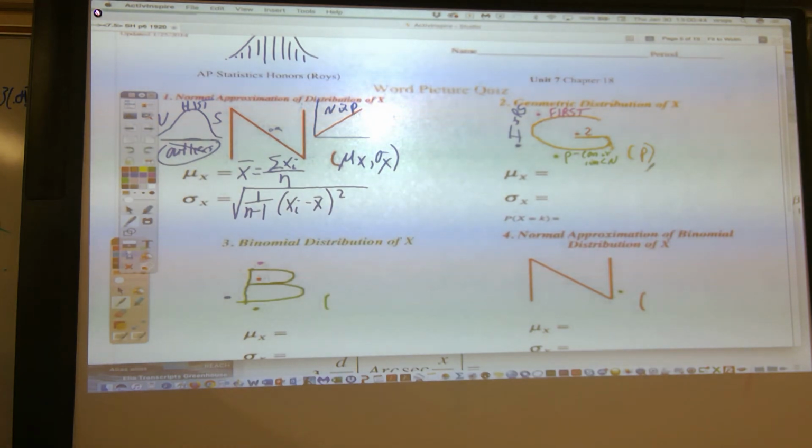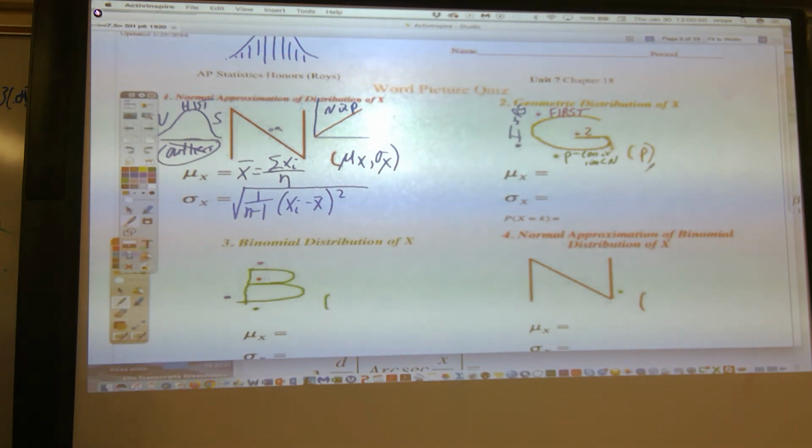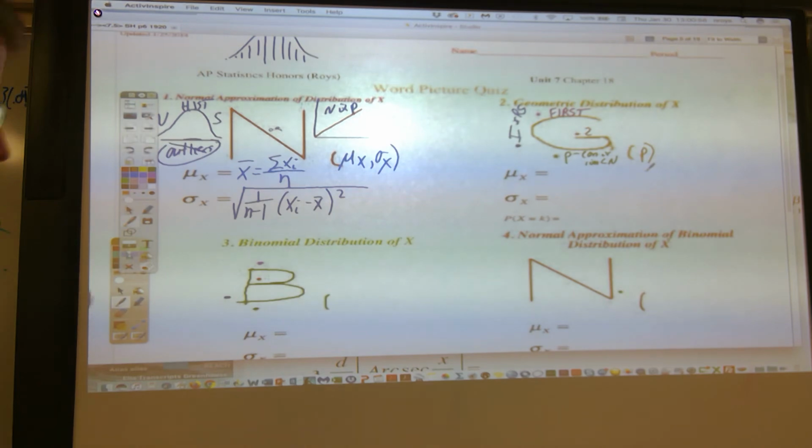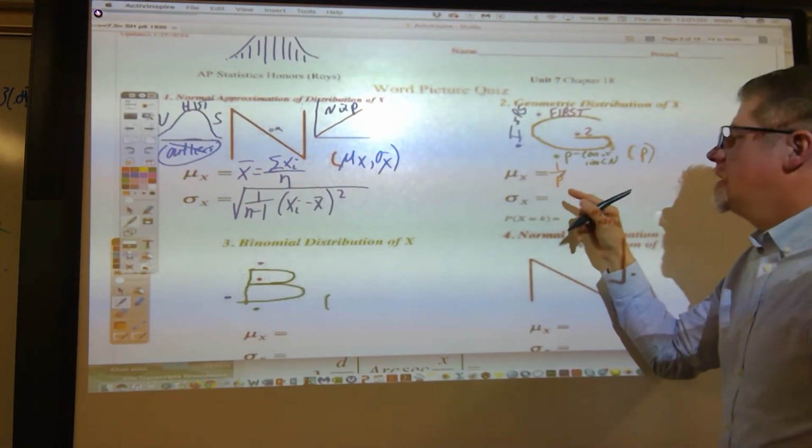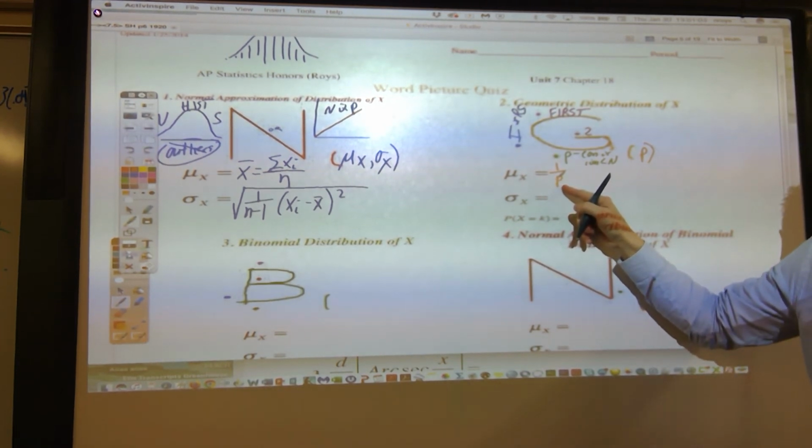Did you say 10? I said 10. You're right, 10 is actually correct. You would expect, since the probability of success is 1 out of 10, see, it's 1 over P. 1 over P is the mean. 1 over a 10th is 10.